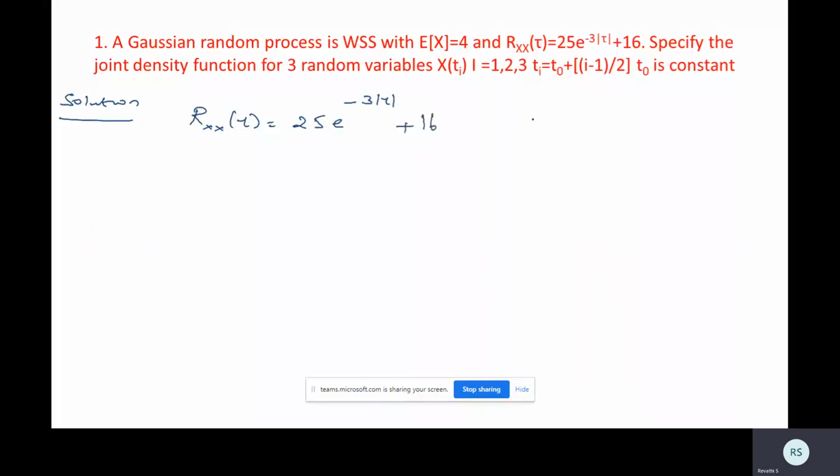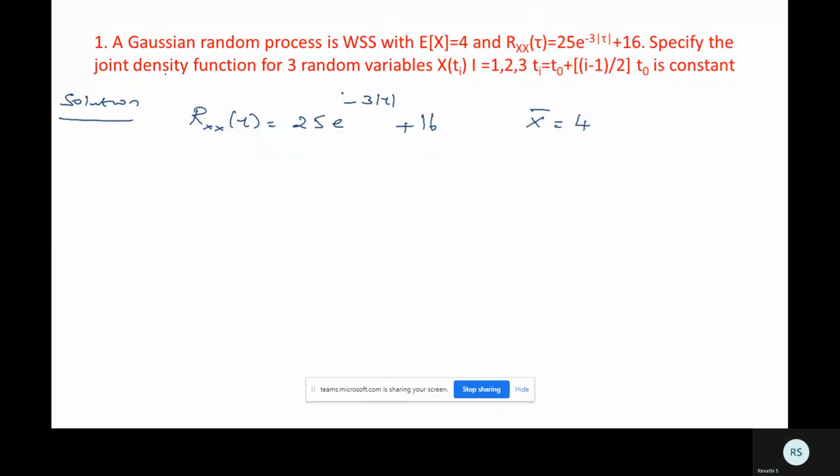Okay, x bar is 4 is given. This is the general thing given. Now we have to define for 3 time instances. Whenever they are asking you to find the density function, please remember you have to write only the mean and only the covariance matrix.